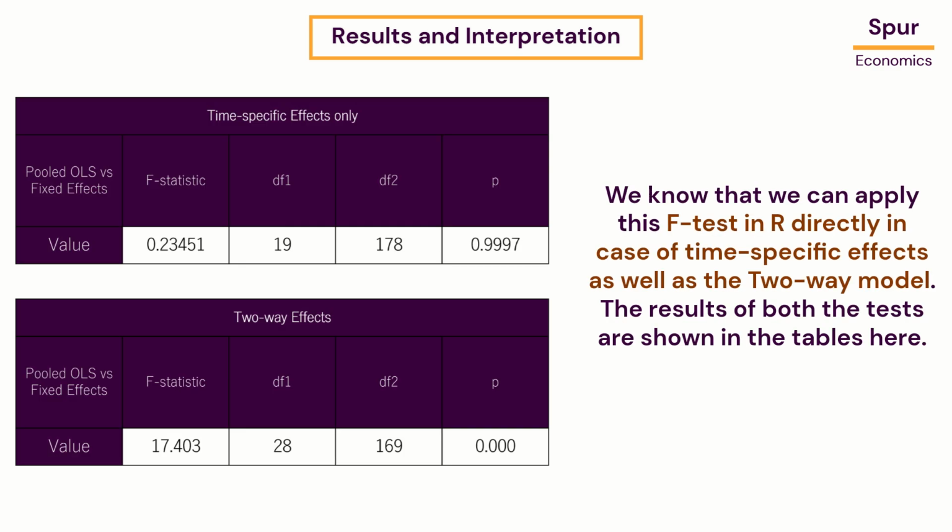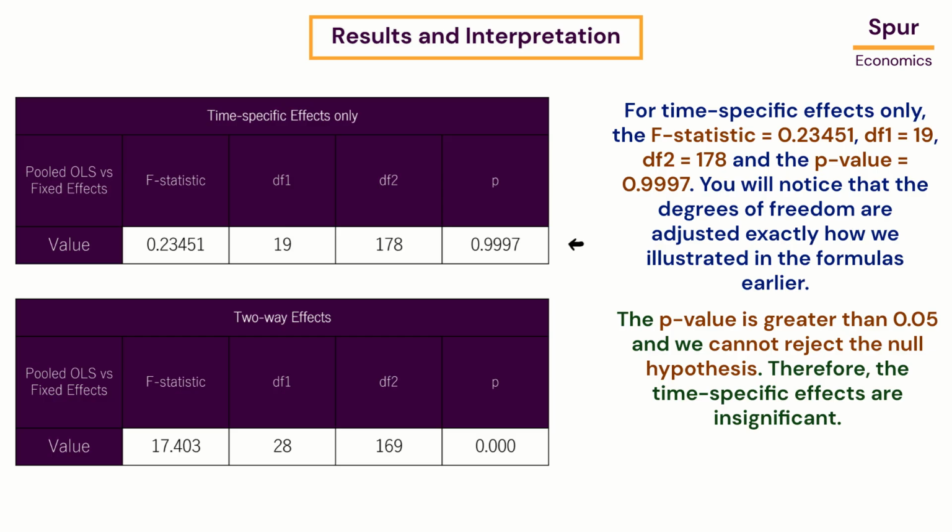We know that we can apply this f-test directly in case of time-specific effects as well as the two-way model. The results of both the tests are shown in the tables here. For time-specific effects only, the f-statistic is 0.23451, df1 is 19, df2 is 178, and the p-value is 0.9997. You will notice that the degrees of freedom are adjusted exactly how we illustrated in the formulas earlier. The p-value is greater than 0.05 and we cannot reject the null hypothesis. Therefore, the time-specific effects are insignificant.